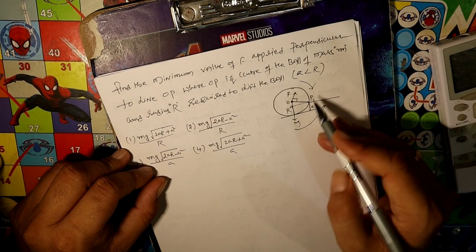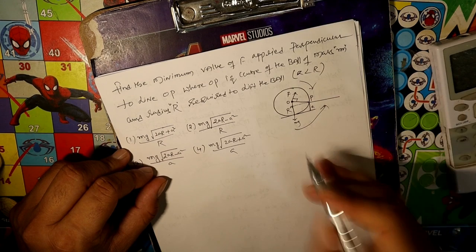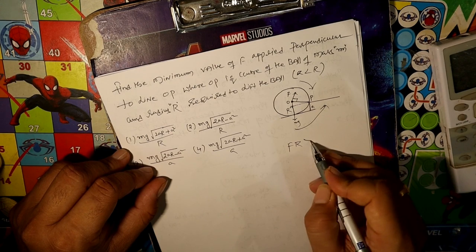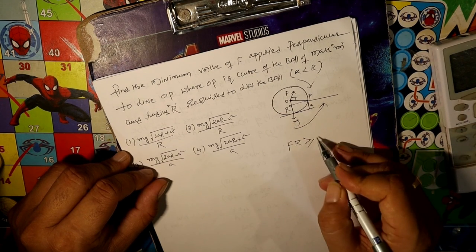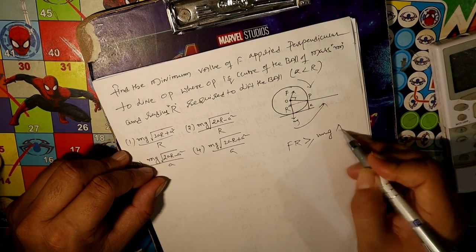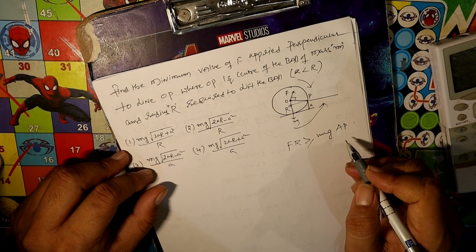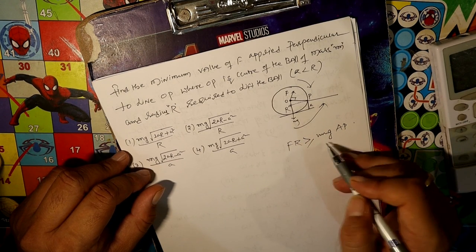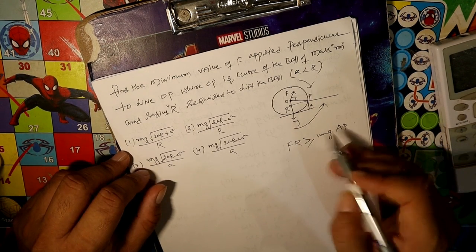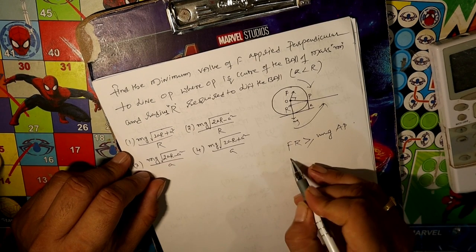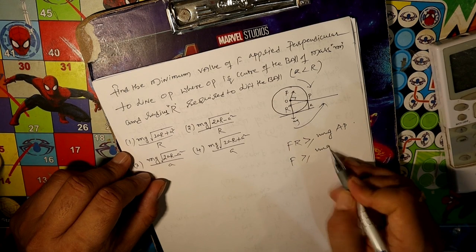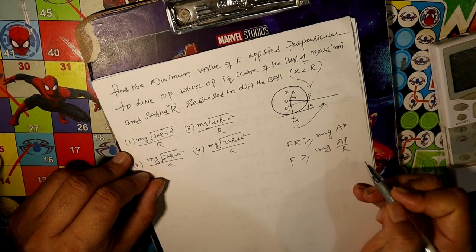But to lift the ball, this torque must be F into R. Torque must be greater than or equal to mg into AP. So this torque may be equal to mg into AP or greater than mg into AP to lift the ball. Torque due to the force. So here F is greater than or equal to mg into AP by R.